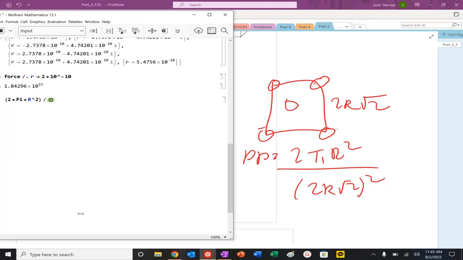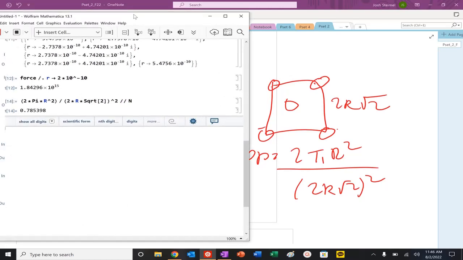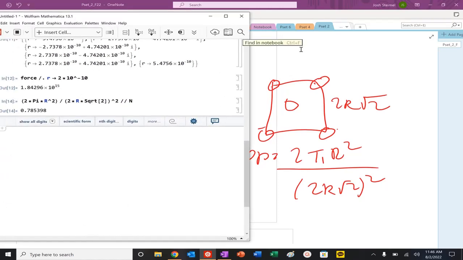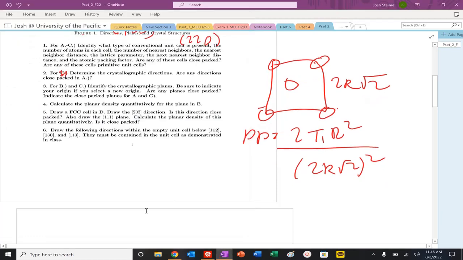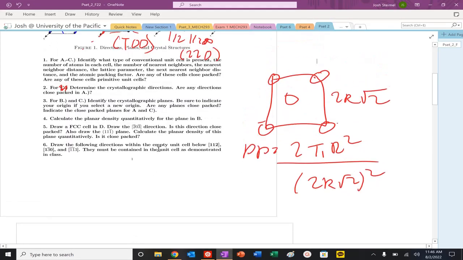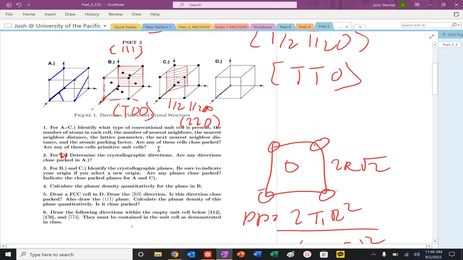I'm going to divide that by 2 times r times square root of 2 squared. And let's look at that numerically. And not close packed, not a magic number, and we are good to go. Fantastic. All right, 5. Draw an FCC cell in D.